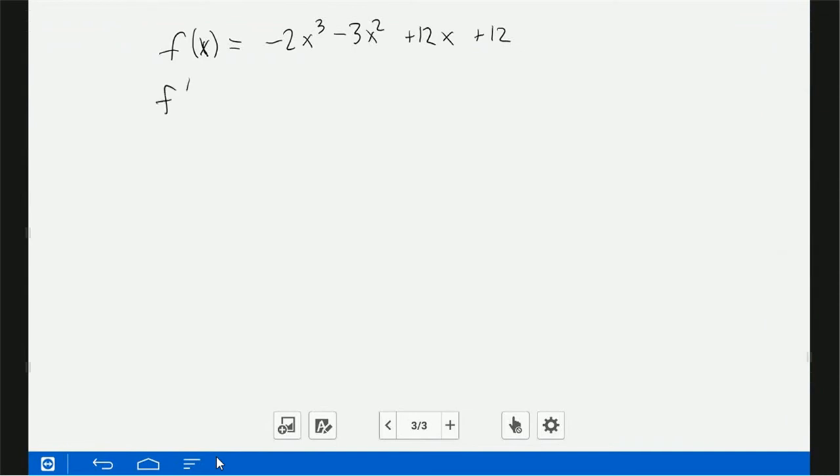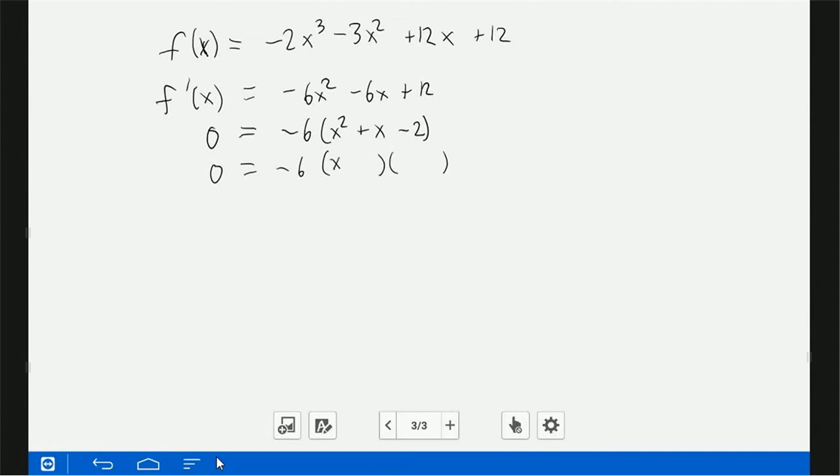Alright, first derivative, -6x squared minus 6x plus 12. Set it equal to 0. Solve for x. I can pull a -6 out of this. That's going to give me x squared plus x minus 2. So let's see, that's going to be x plus 2 times x minus 1. Alright, so if you solve this, you'd have negative 6 equals 0, x plus 2 equals 0, x minus 1 equals 0. So you're going to get x equal negative 2 and positive 1. Okay, you're not going to get anything from this. Alright, so you actually have two critical values this time. We'll use those in a minute.